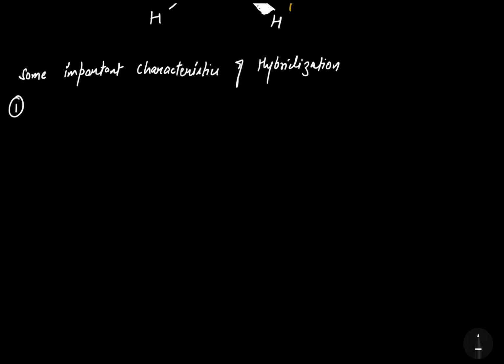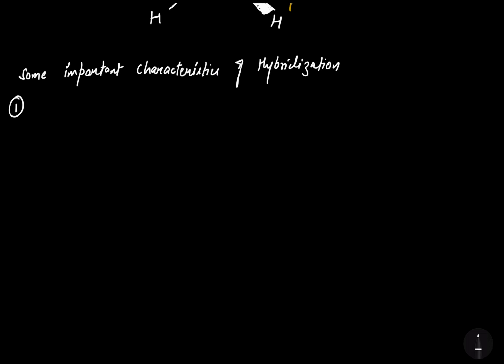Hybridization is the process of mixing of pure atomic orbitals to form an equal number of equivalent orbitals known as hybrid orbitals. In this example, we have mixed 4 atomic orbitals, that's 1 of s and 3 of p. That's why we got a total of 4 new hybrid orbitals.